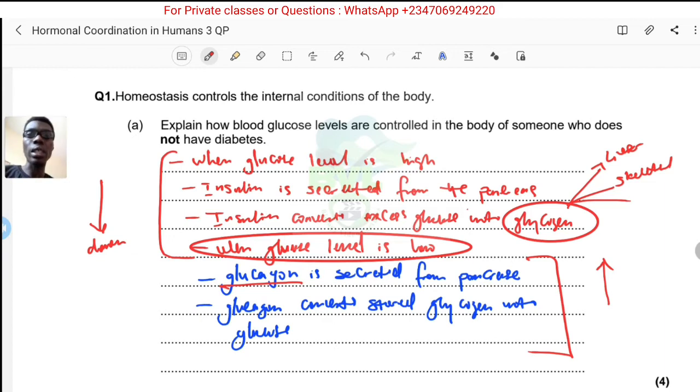So this is the metabolism of what happens to glucose. It's a brief explanation, just a 4-marker question. In fact, the points I give are even more than that, really, but this is what you're expected to do. When glucose level is high, insulin is secreted. What would insulin do? Convert the excess glucose. That's why I wrote it here: convert excess glucose into glycogen for storage. Then when glucose level is low, below normal, glucagon is secreted from the same pancreas to convert the glycogen that was stored earlier back to glucose. That's very important.